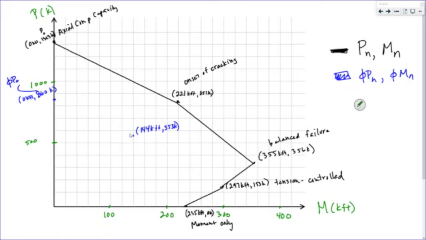My axial capacity comes down from 1323 to 860. My onset of cracking from 221 kip feet to 144 and 851 kips to 553 kips.